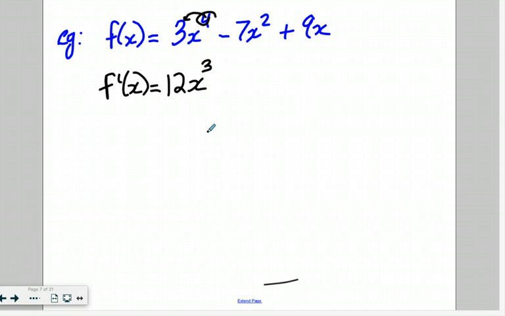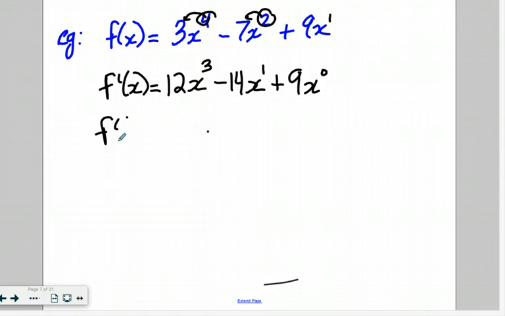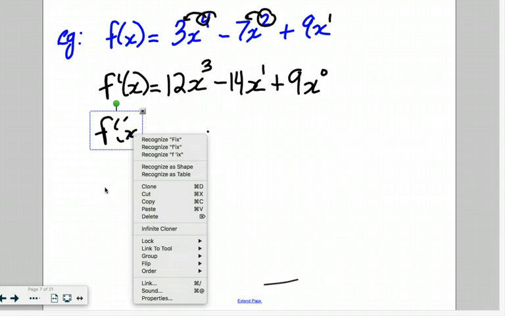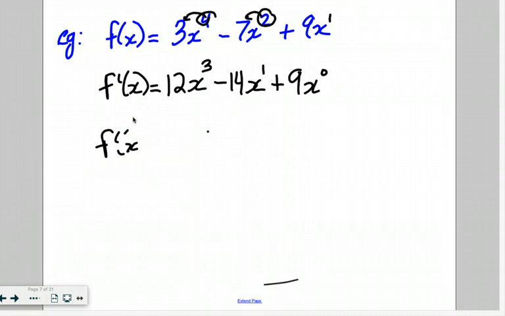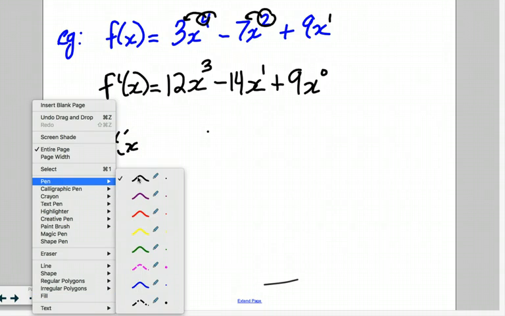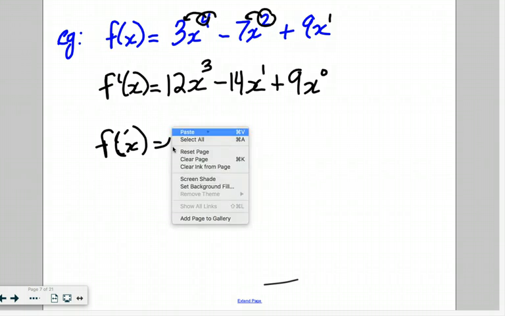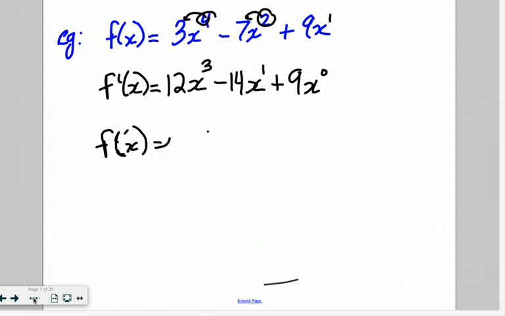Then move on to the next term: take that 2, multiply it by the leading coefficient, so 2 times negative 7 is now negative 14, x to the power of 1. Plus, then we can assume that this is an exponent of 1 here. 1 times 9 is 9, and this becomes x to the power of 0. But remember that anything to the power of 0 is just 1. So what we have here is that f prime of x is now equal to 12x cubed.